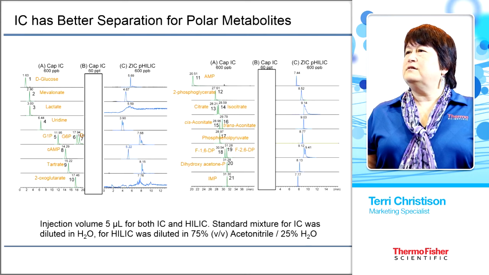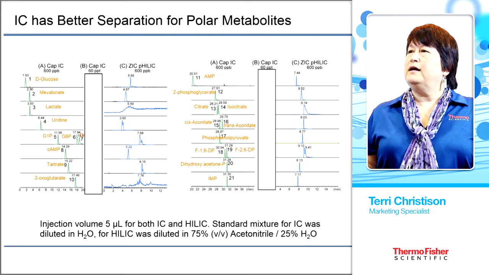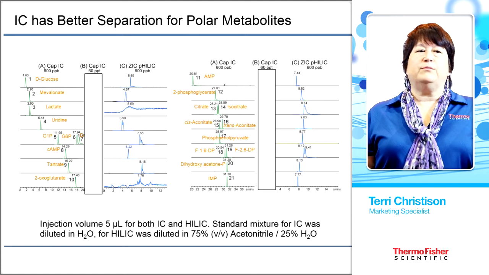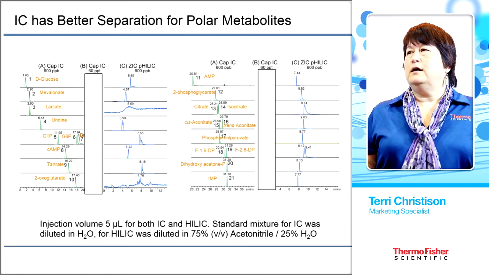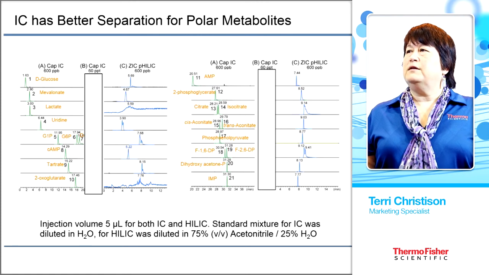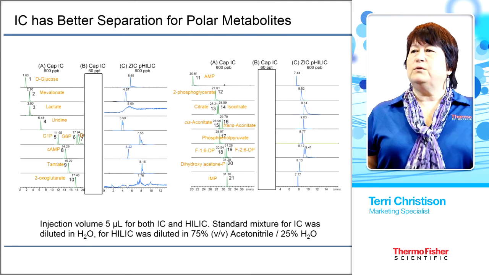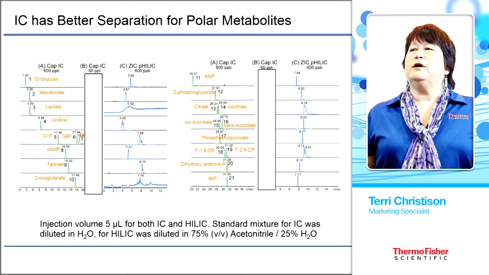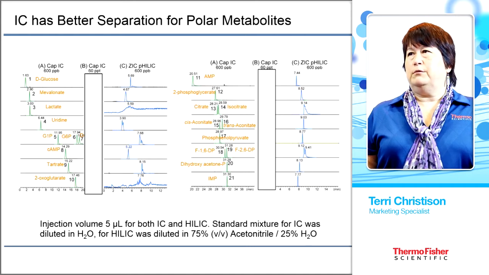Also, we have cis-aconitate there, the third line on the right, and trans-aconitate. These are commonly separated easily by ion chromatography, but as you can see in the HILIC method, they're only able to identify 1 of the isomers. And this is what we expect from ion chromatography, and we want to bring that technology to metabolomics.